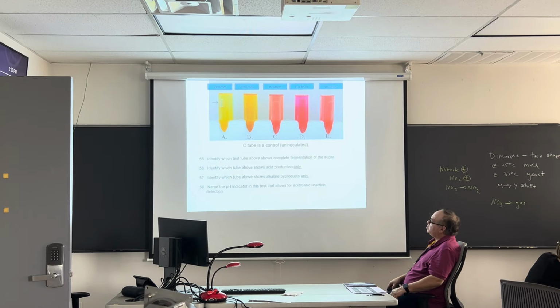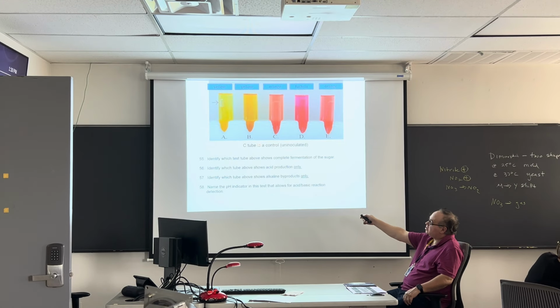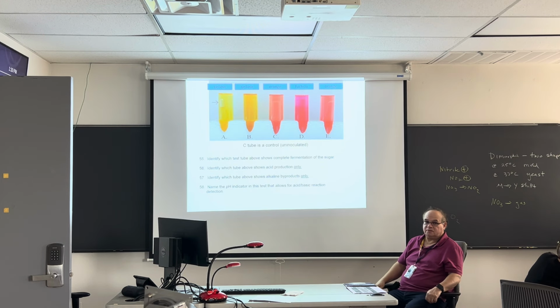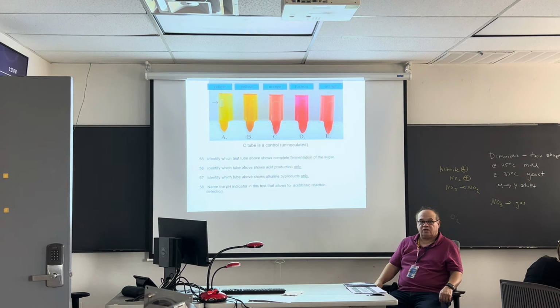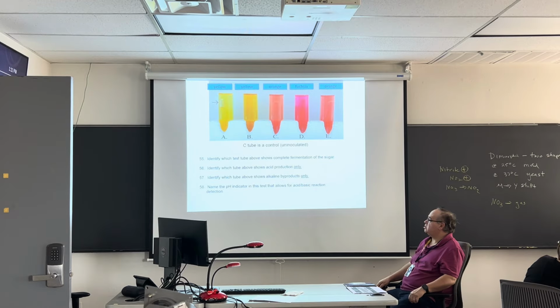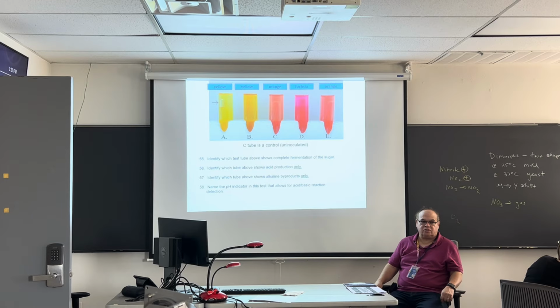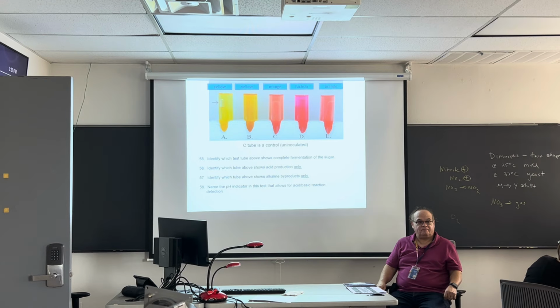We did nitrate already. Here's the carbohydrate fermentation test, also known as the phenol red broth test. Okay, so read this. This is the control. It's uninoculated. Identify the test which shows a complete fermentation. A, B, C, D, or E? A, right? You gotta have gas and acid. Identify which tube shows an acid production only. B. Identify which tube shows alkaline byproducts or end products only. D. What's the pH indicator?